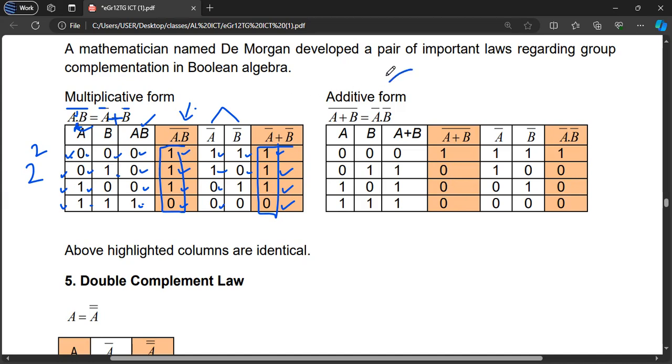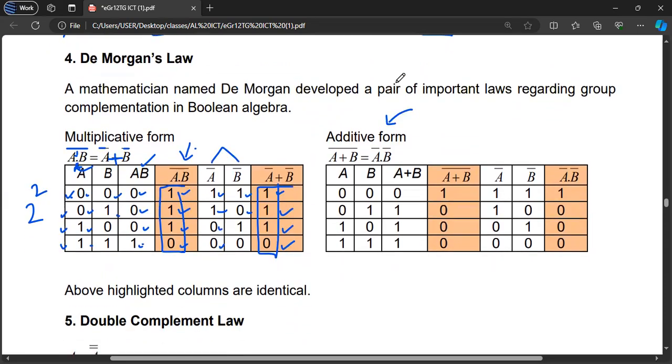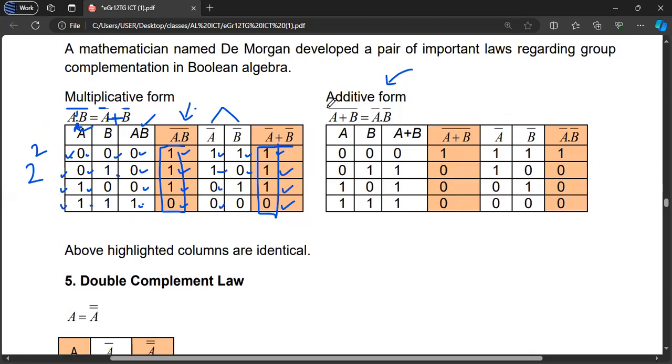So the additive form of De Morgan's law: (A plus B) whole thing bar. Now before we had a dot, and because of the bar it became plus. Now here we are having plus, because of the bar it's going to be dot. Yeah, opposite. So A bar dot B bar. This is the simplest and easiest way to remember this law, right?